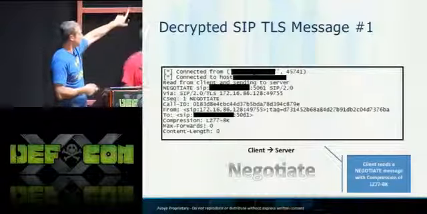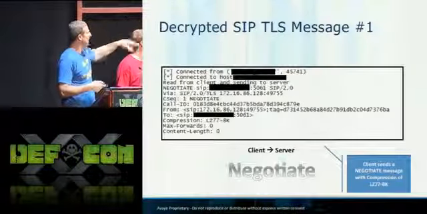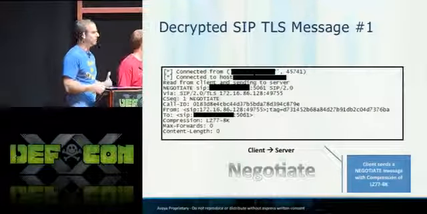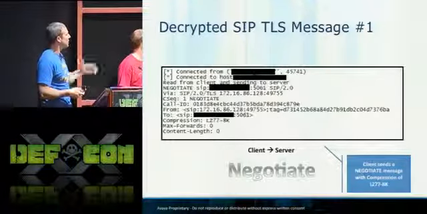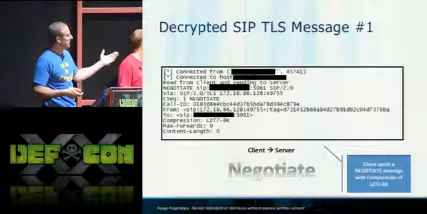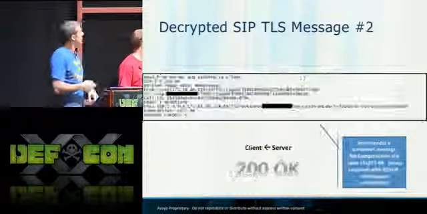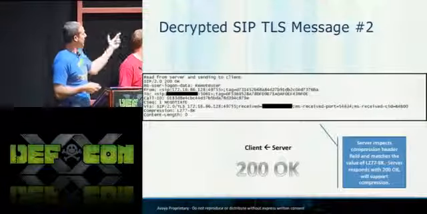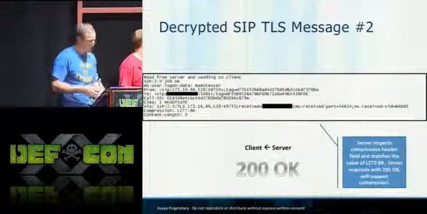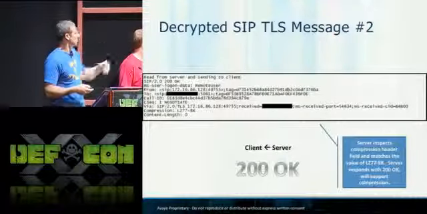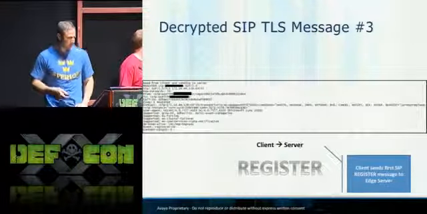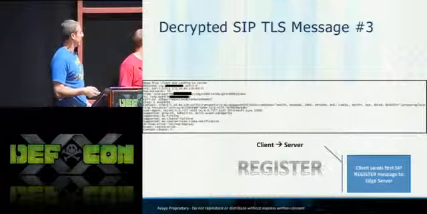But here's the first message. It's basically a negotiate, and it's negotiating the compression of LZ77 8K. It's the only value that can be used. And so we can play with actually turning off that negotiation or that compression algorithm so that we can actually see the SIP message once we get the 200 OK. So the Microsoft Edge server inspects the compression header, matches it, and then responds with 200 OK that it will support the compression. Then the third message out of the 8 is the first register message sent by the Lync client. And so this is always a part of the application flow.